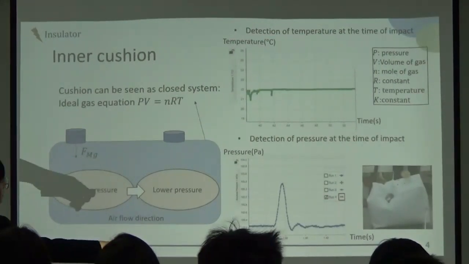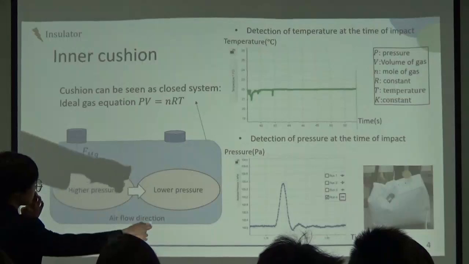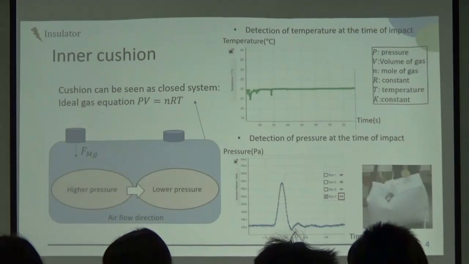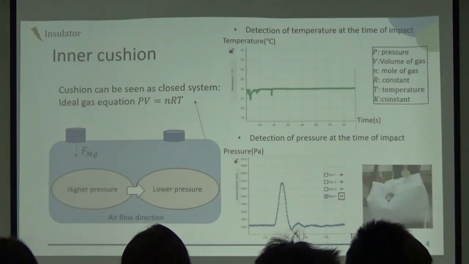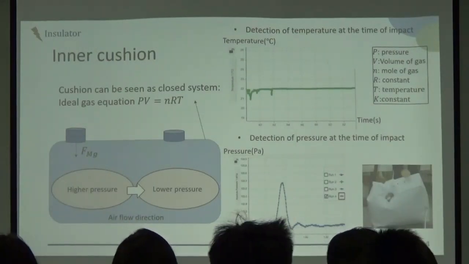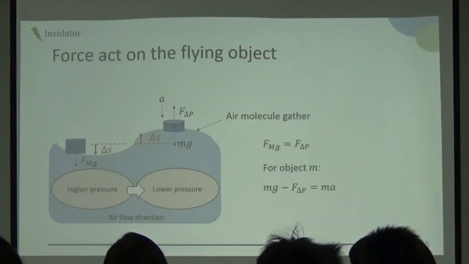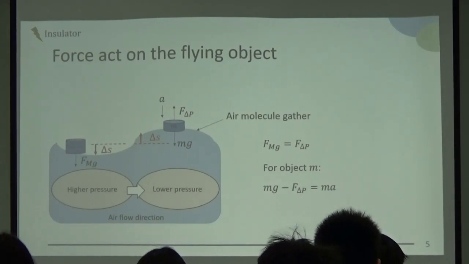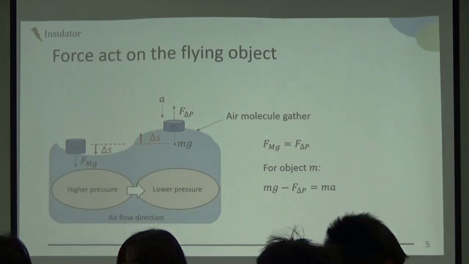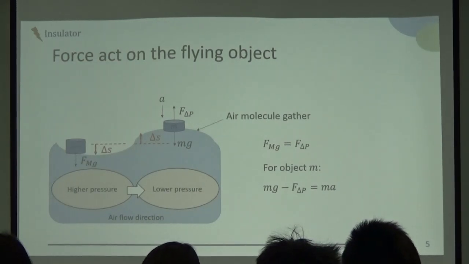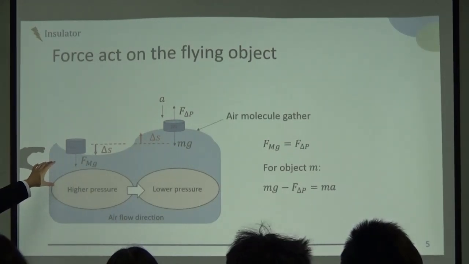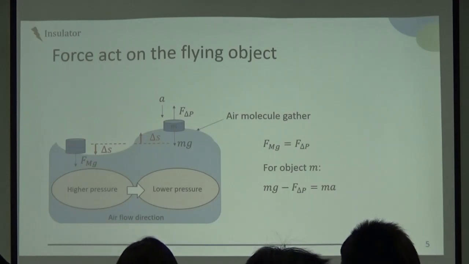We can see in the previous picture the detection of the pressure in the cushion, and we have a pipe to connect with it. We can see the pressure suddenly increases, and here the volume of the cushion decreases. Also, when the dropped object hits the cushion, the airflow in it will be pushed away, and so the other object will also be pushed by the air in the cushion. Because it hits here, the air will gather here, and that's why it will be pushed away.